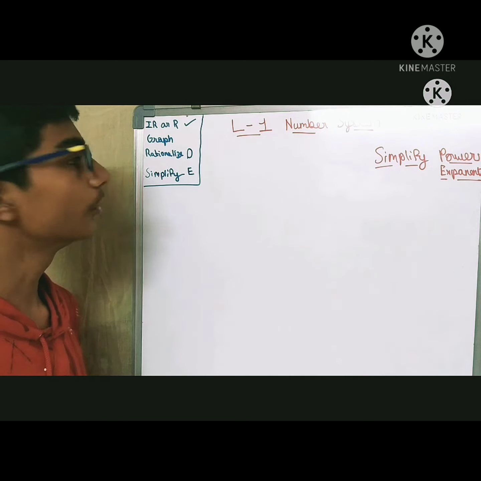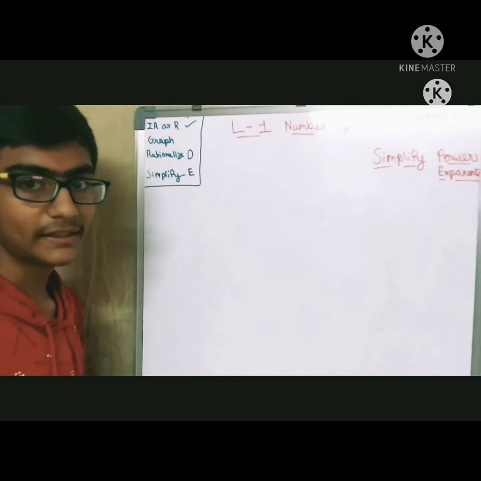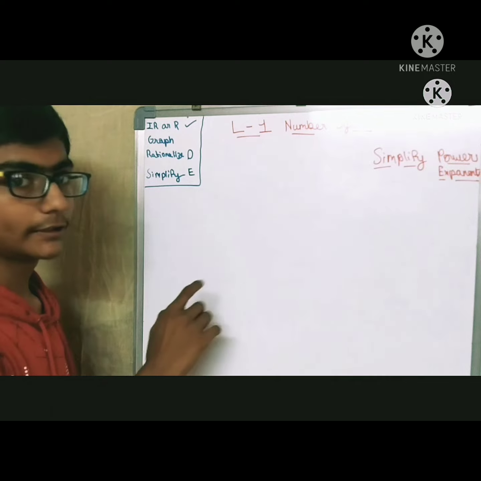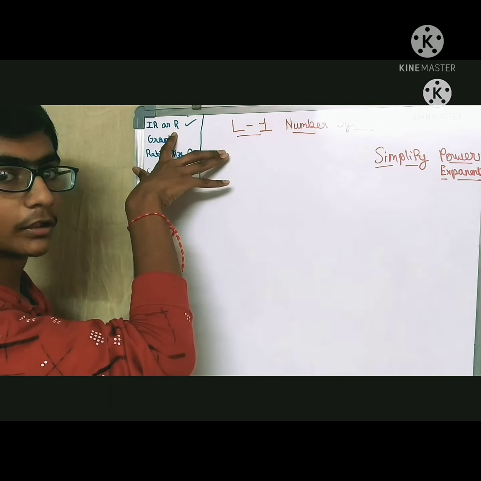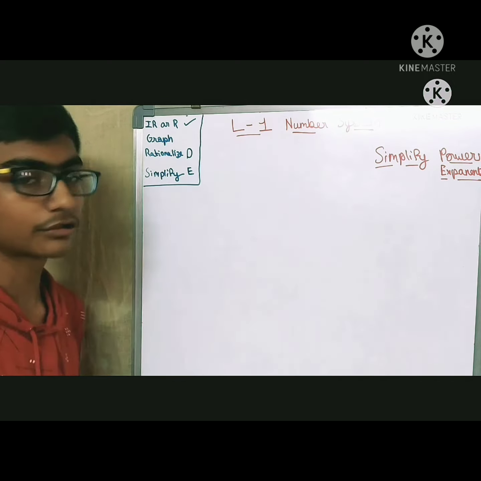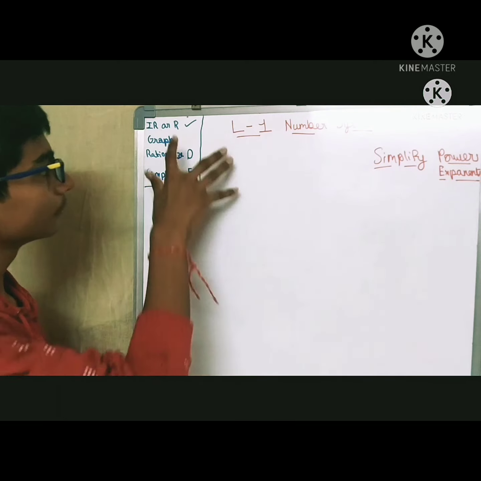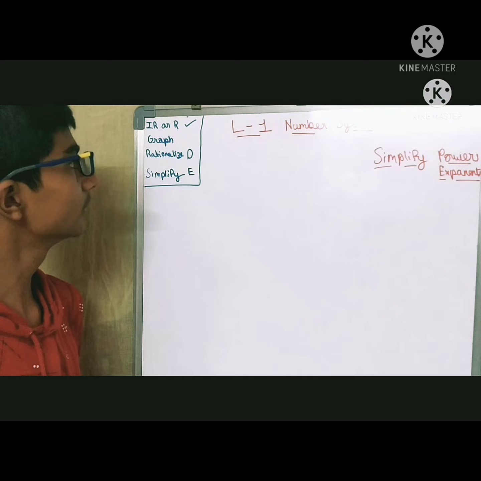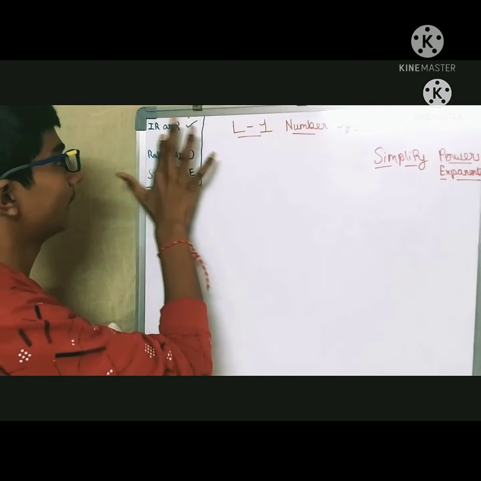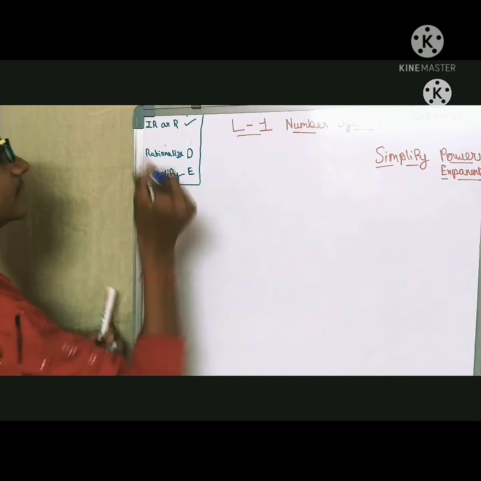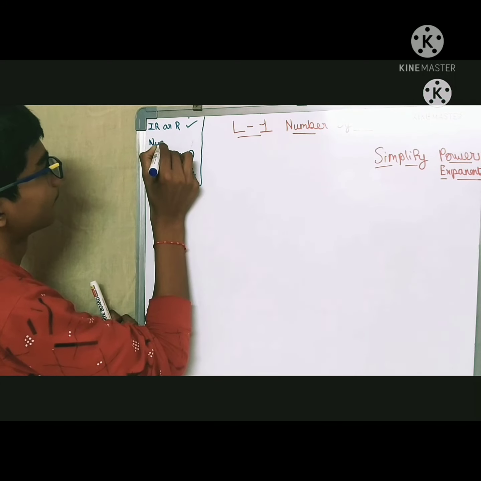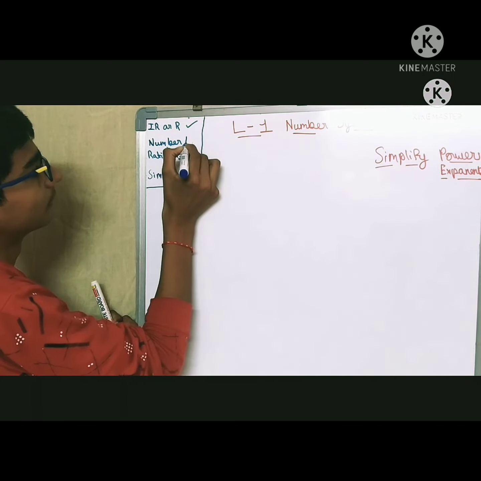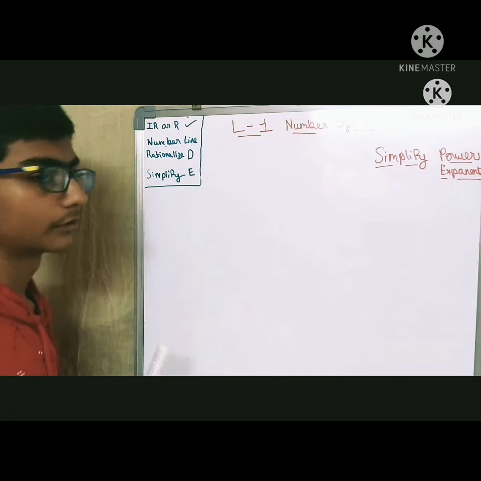In the previous video I wrote 4 topics and we have already completed how to identify whether a number is irrational or rational. Now moving on to the second topic, how to represent a number on the number line. Sorry, it's not graph, it's number line. Sorry for that.